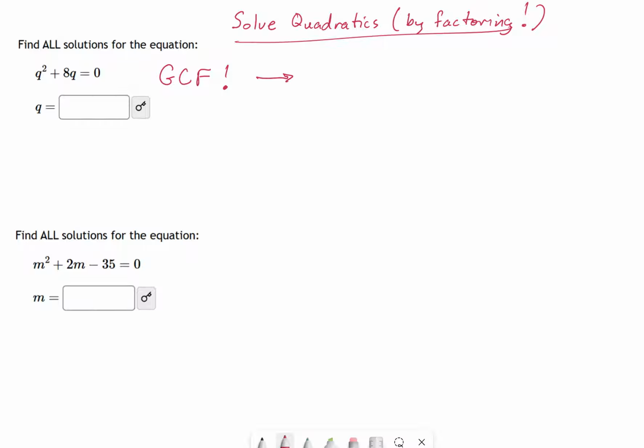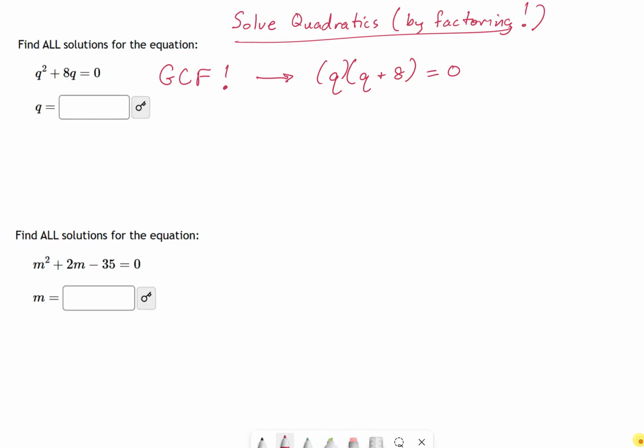So what's the GCF? It's the thing that you can pull out of each of these terms. In other words, just a Q. I can divide each of those by Q, and what's left over is Q plus 8. And you see, if you were to actually multiply this out, you would get your original back. You'd get your Q squared and your 8Q. But we're not trying to multiply it out. What we're trying to do is put it in this parentheses form. Okay, this is my factored form.